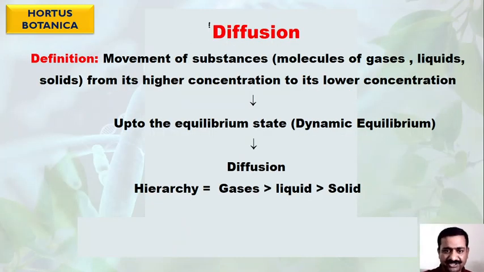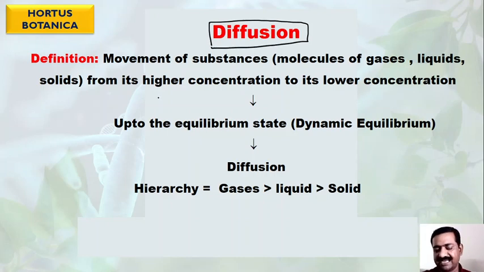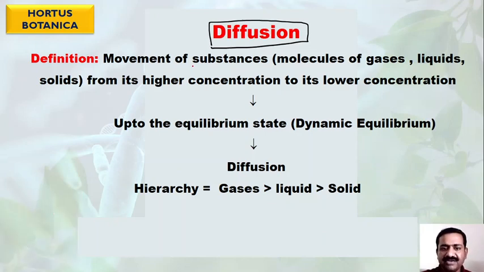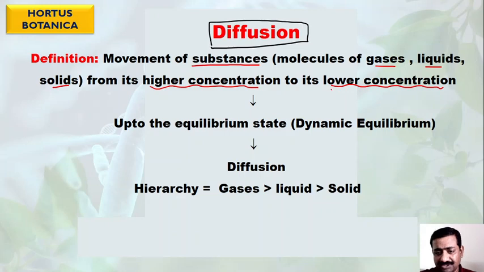Now the first topic we were waiting for, and this is diffusion. When you are talking about diffusion, this is the movement of substances. Substances may be in gas form, liquid, or solid, and they move from their higher concentration to their lower concentration. I just told you, if they are going from high to low, then we need no energy. So you can say this is not an active process, rather a passive process.